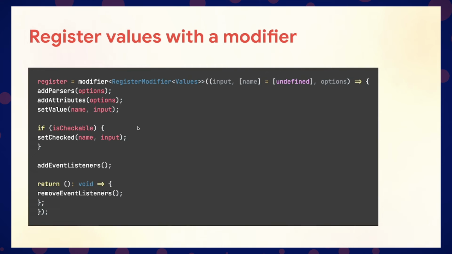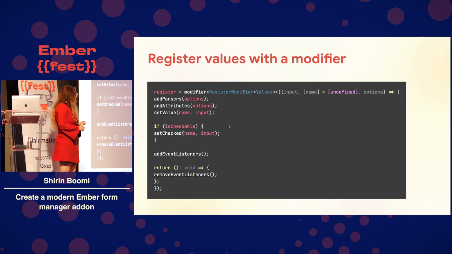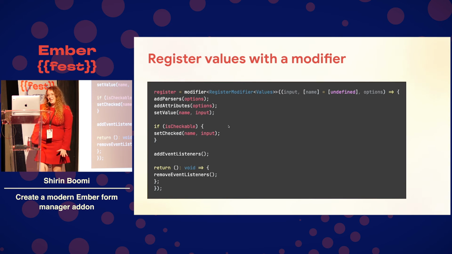What it does is just add parsers if you want to format your value before, add attributes if you want to add native validation. So it sets the value. If it's a checkbox or a radio, it checks it. And then you have your event listeners, and as a cleanup, you remove them. So that's quite simple to get.